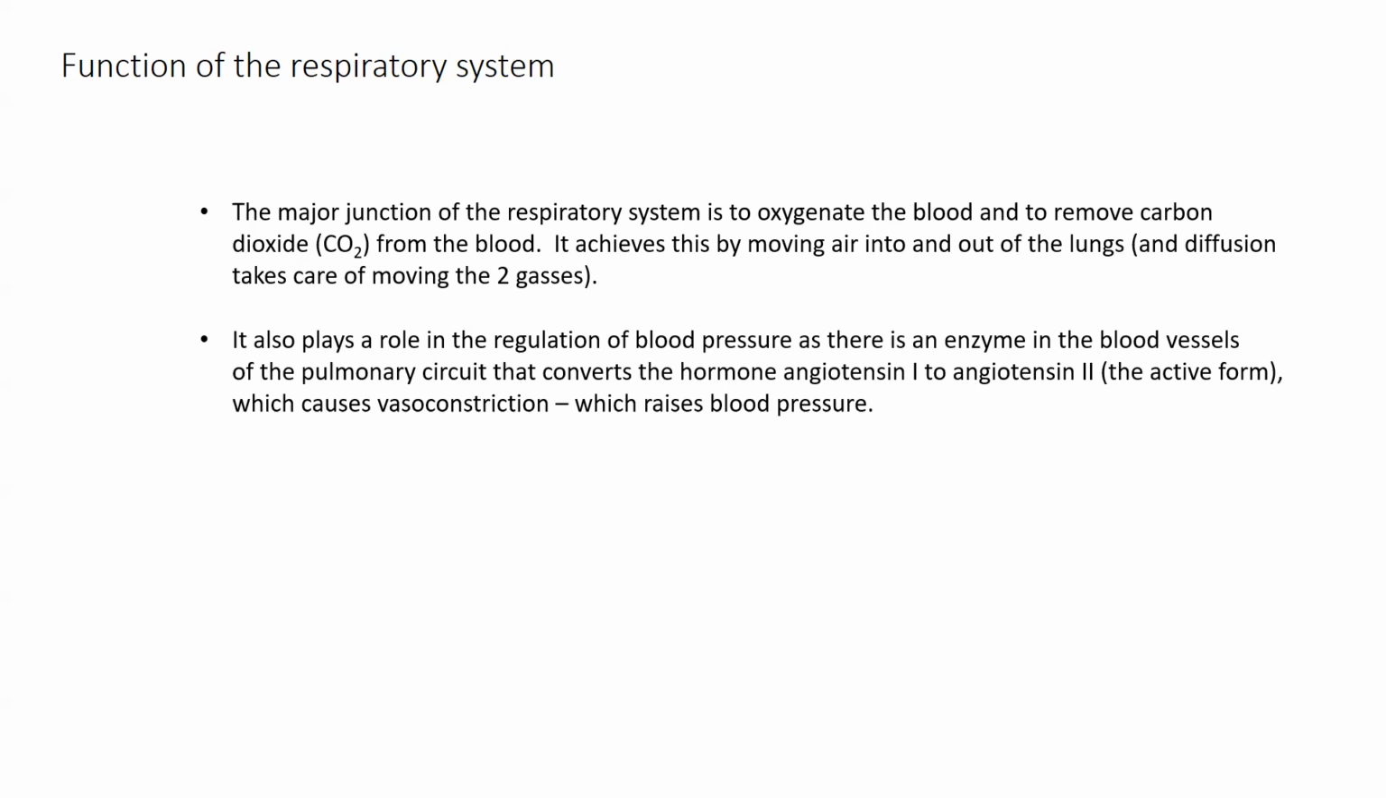The blood vessels of the lungs contain an enzyme known as angiotensin converting enzyme, or ACE for short, that converts a hormone called angiotensin 1 into its active form, angiotensin 2. Angiotensin 2, as the name implies, angio meaning vessel and tensin meaning pressure, increases blood pressure. So if blood pressure falls too low, then you get this conversion of angiotensin 1 to angiotensin 2.